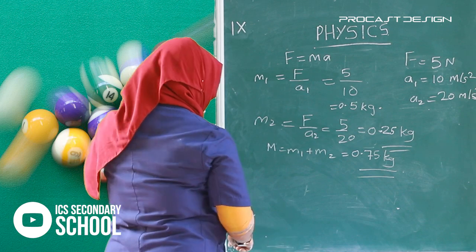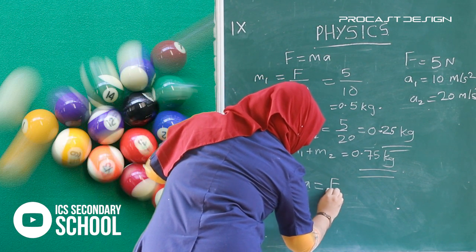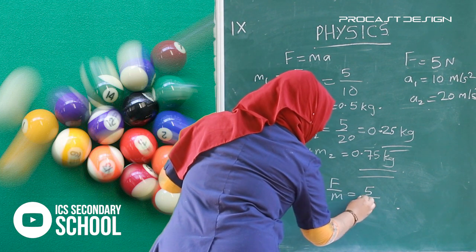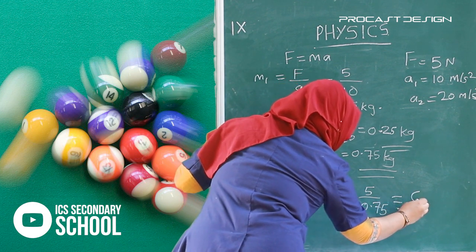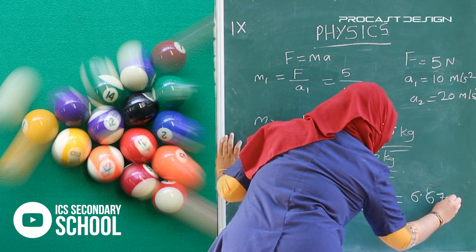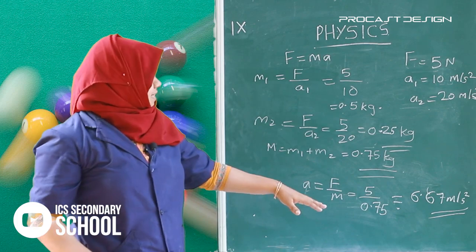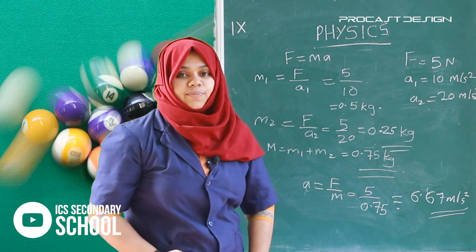Then we can find out the total acceleration. Total acceleration is F divided by M. F 5 divided by 0.75, we got 6.67 meter per second square. All of you write this in your notebook.